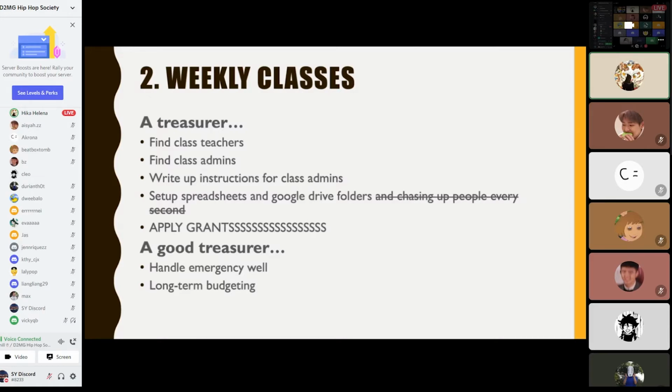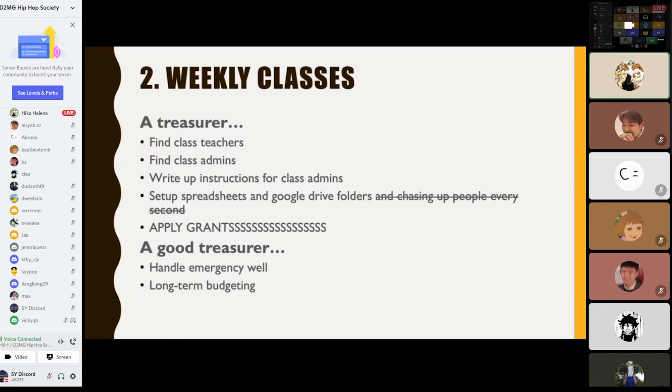So the hard part in this is that you have to chase up people, which isn't fun. So if you're a really scary person, that might be your strength. So yeah, and lastly, you still have to apply for grants for our weekly classes. And a good treasurer does more than a normal treasurer.